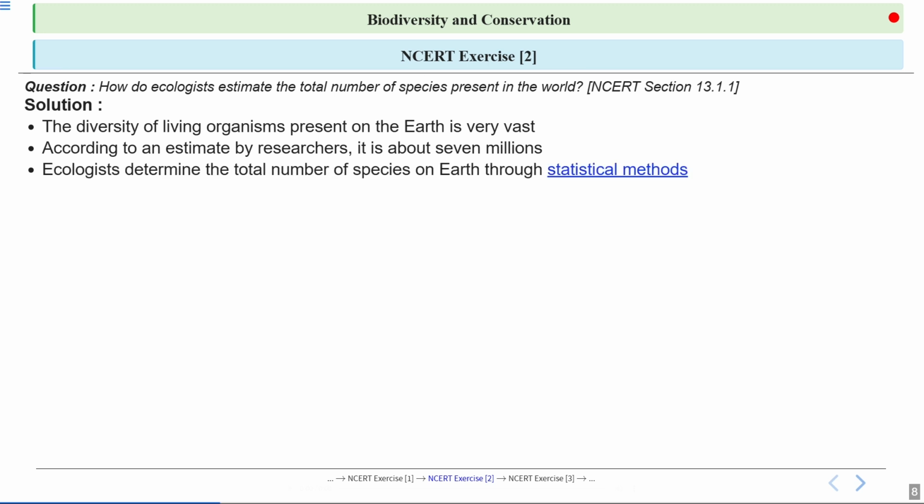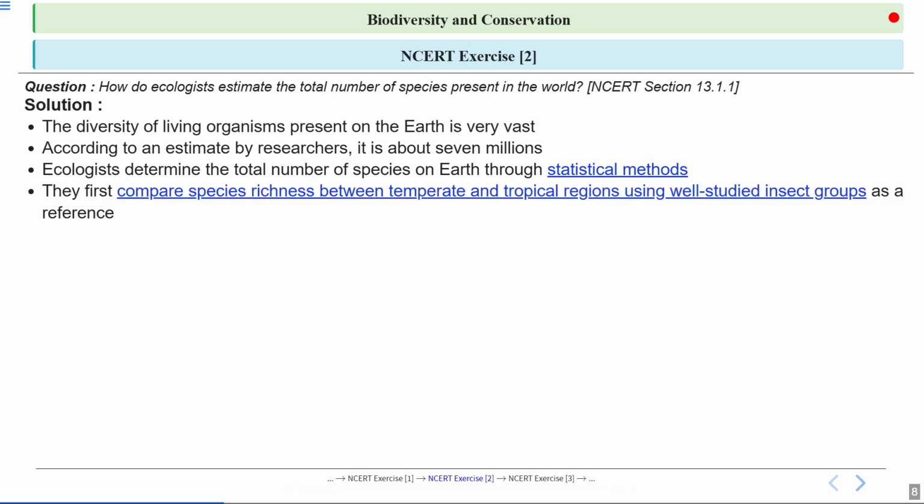Ecologists use statistical methods to estimate the total number of species on Earth. These methods involve analyzing data from known species, patterns of biodiversity, and environmental factors to make educated guesses about the number of species that remain undiscovered. Now, these scientists first compare species richness between temperate and tropical regions using a well-studied insect group as a reference. So what do scientists do? They compare species richness between temperate and tropical regions using a well-studied insect group as a basis for the analysis.